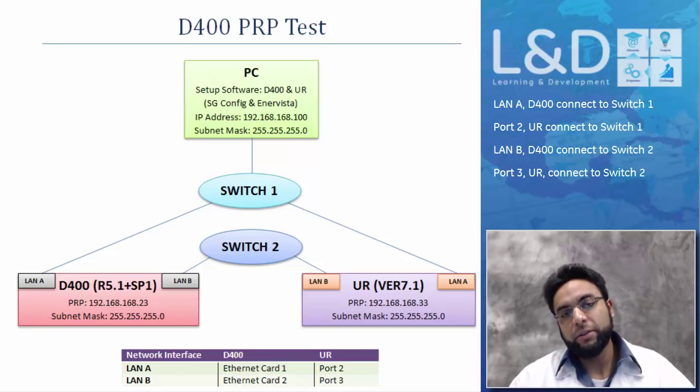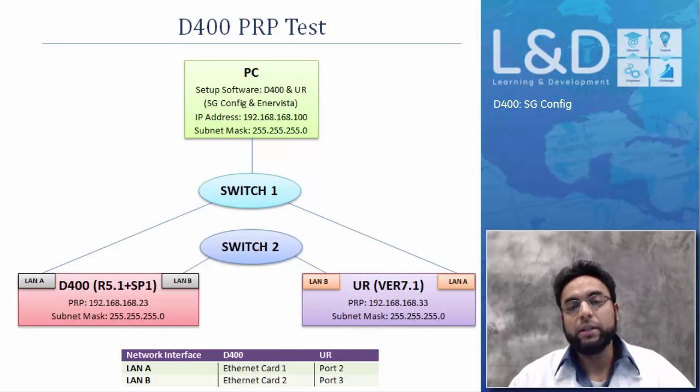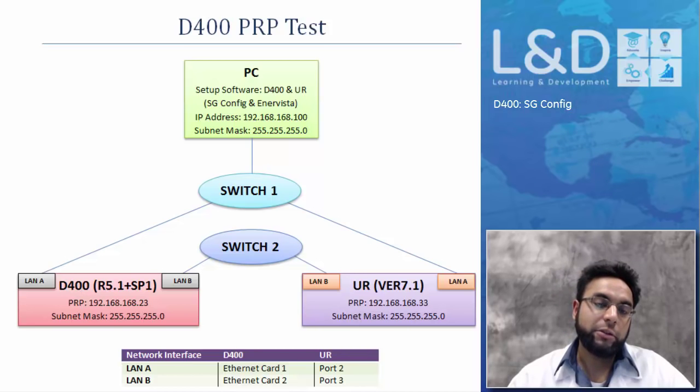All of these devices, the D400, UR, switch 1, and switch 2, would be connected to the PC. The PC would be used to configure the setup software for D400 and UR. The setup software for D400 is sgconfig, and the setup software for UR is under Vista.